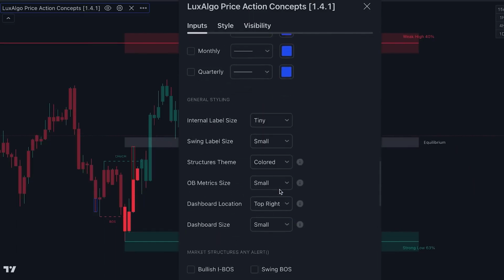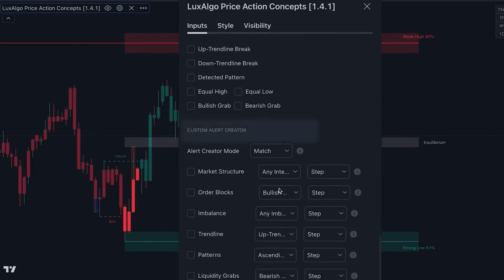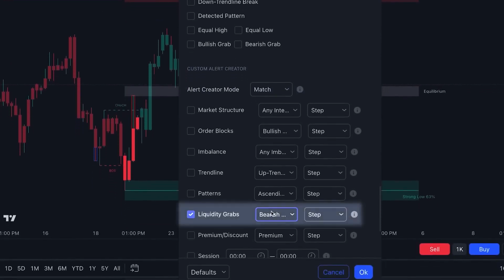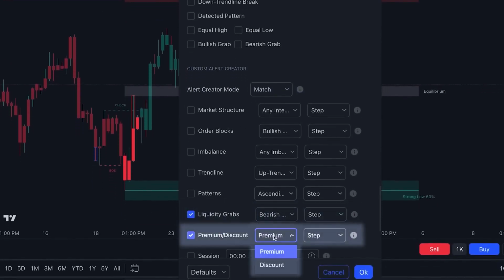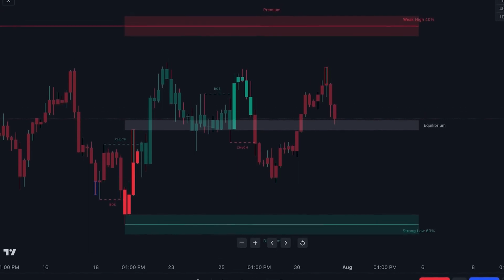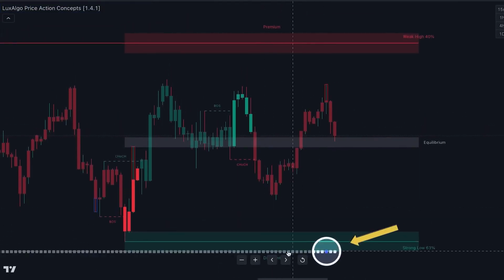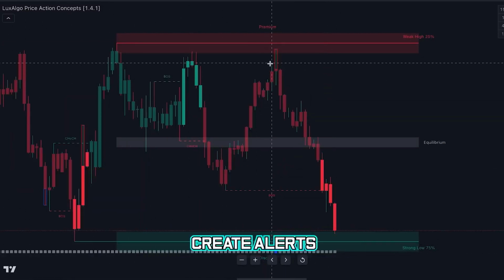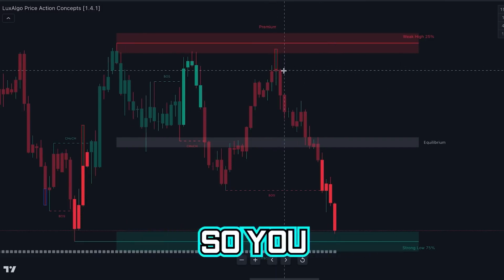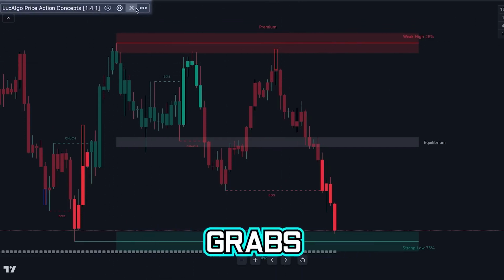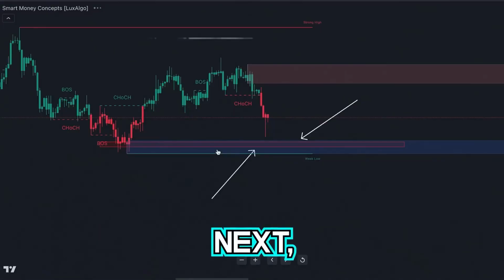So if you go into settings, we can scroll down to custom alerts and we can ensure the mode is set to match. Then we can enable bearish liquidity grabs and also set the premium and discount option to premium. Now we get these lines at the bottom, and these blue dots show exactly where these high probability liquidity grabs are, so we can execute trades based on them. You can also create alerts for these liquidity grabs, so you get a phone alert when these liquidity grabs are detected.